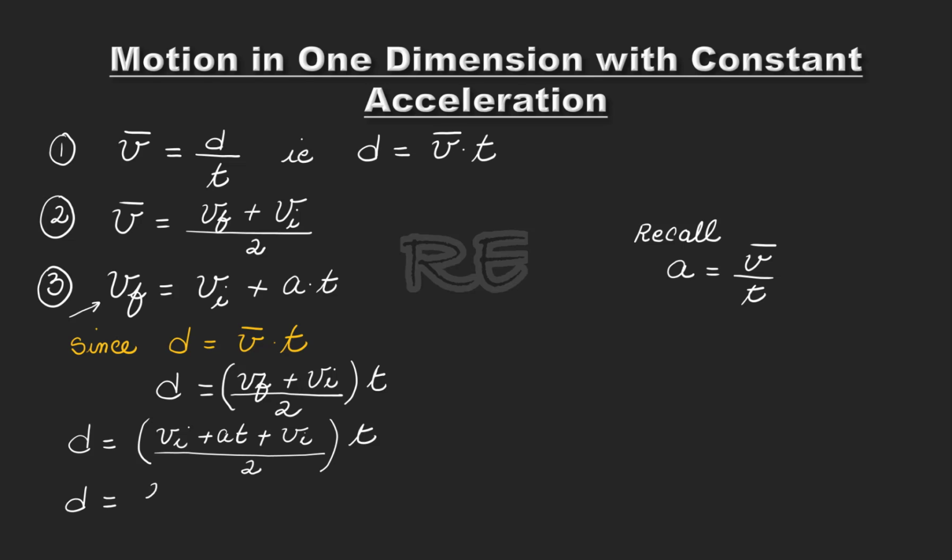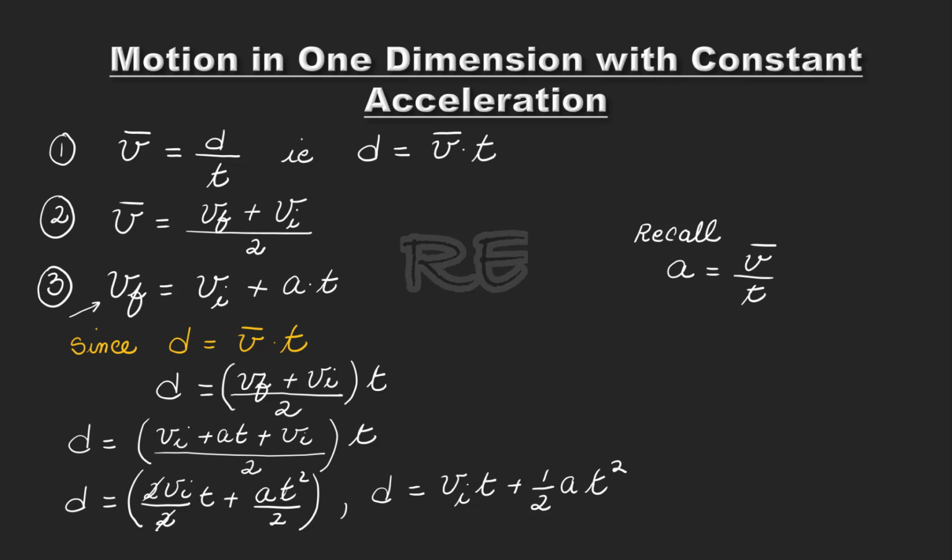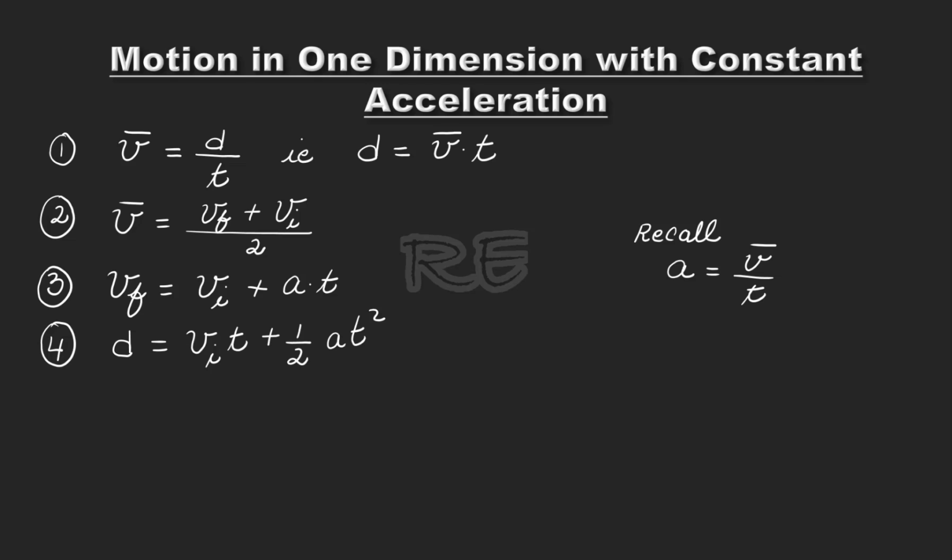Vi plus Vi will be 2Vi multiplied by t, so 2Vit over 2. And At times t is At squared over 2, which can be simplified as Vi times t, initial velocity times t, plus half of the acceleration times t squared. This is the formula for displacement. So number 4, displacement is initial velocity times time plus half of the acceleration times time squared.